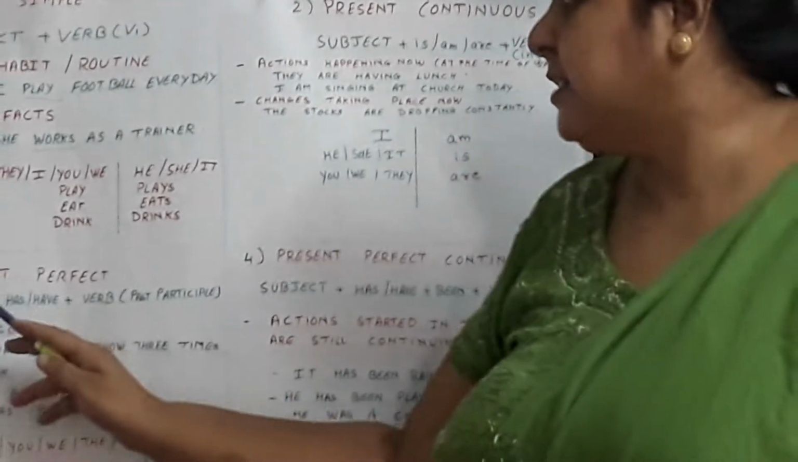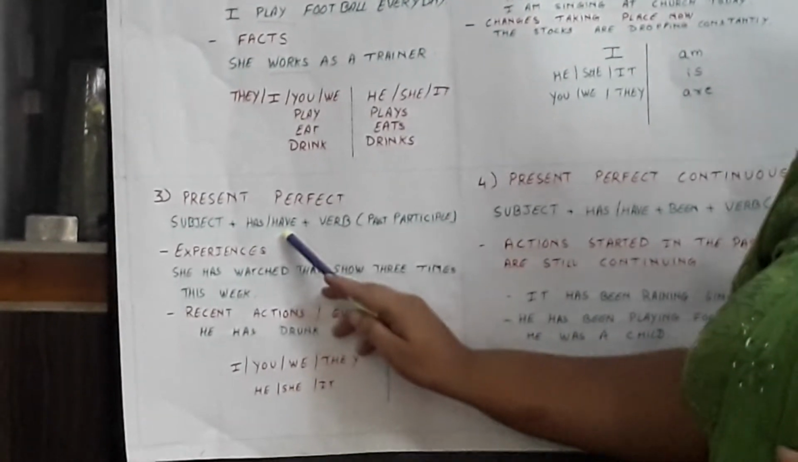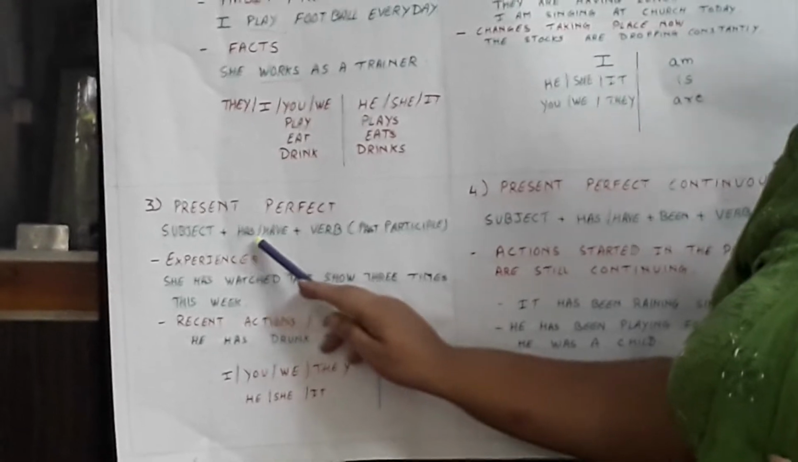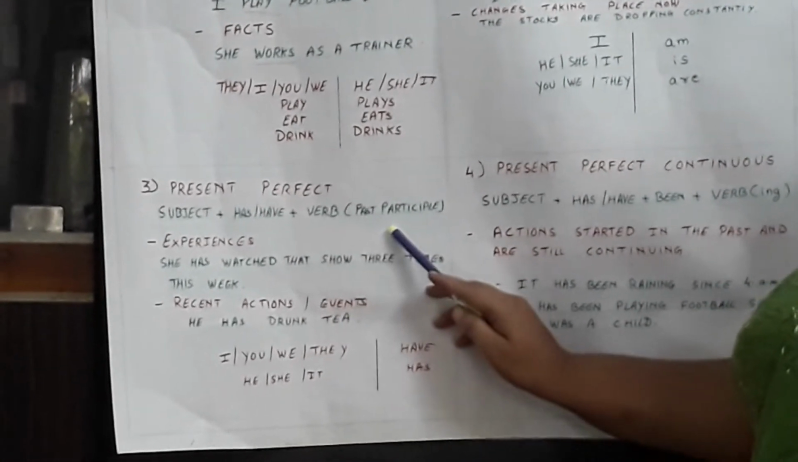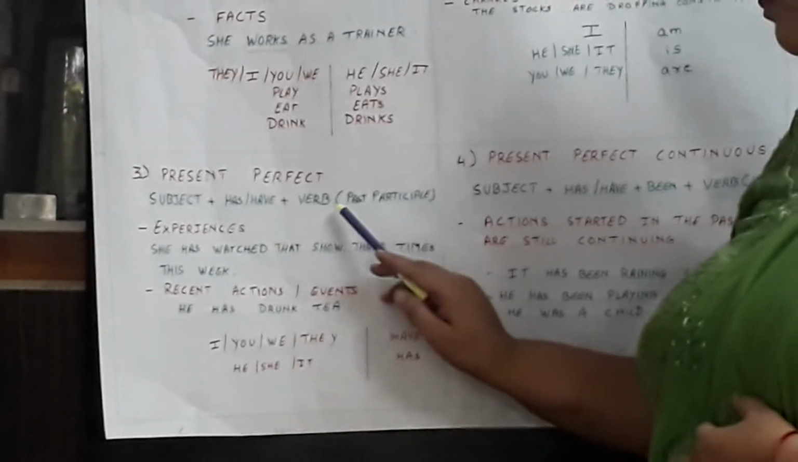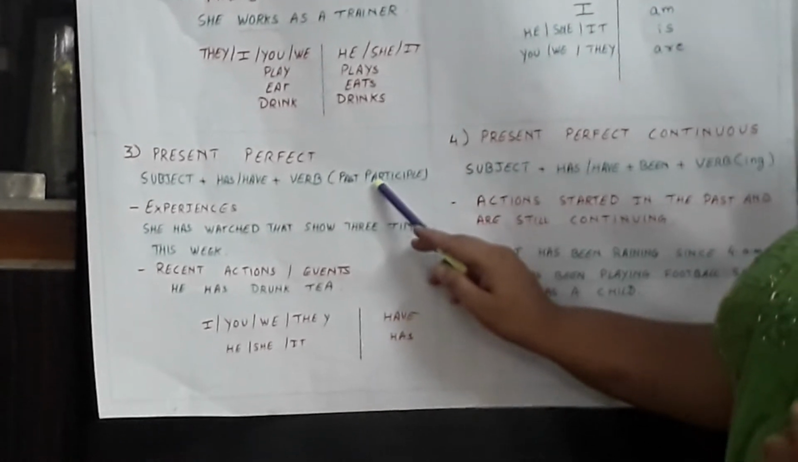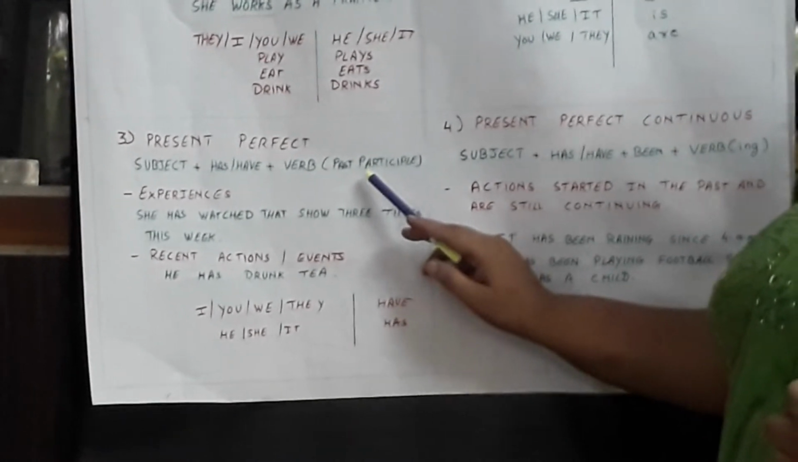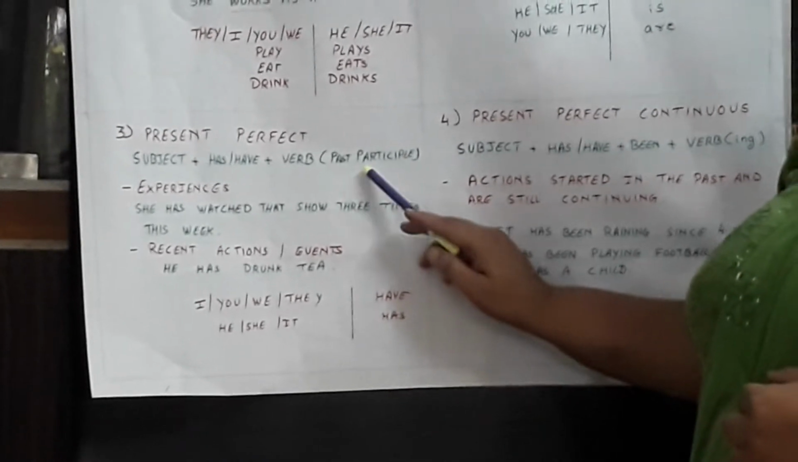Next tense is present perfect tense. The formula for the present perfect tense is subject plus has or have, depending on the subject, plus verb in the past participle form, that is verb in the third form, V3. Now how do we make the verb in the third form? How do we make the verb past participle? The rule is we have to add ed or en to the base verb.